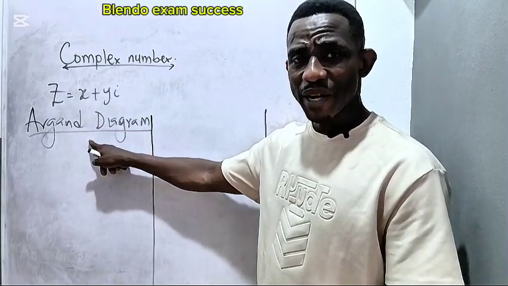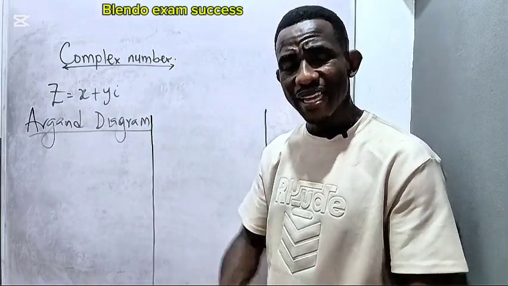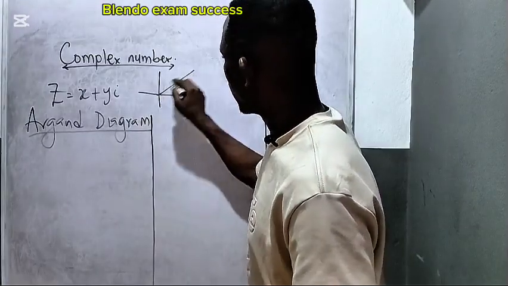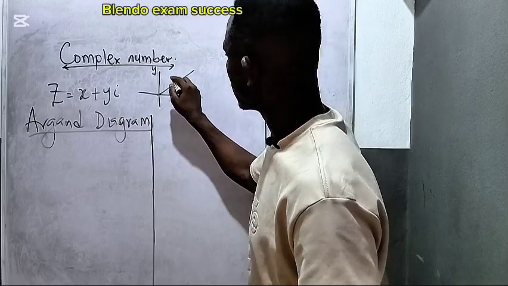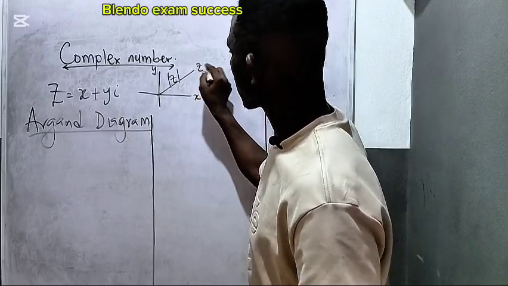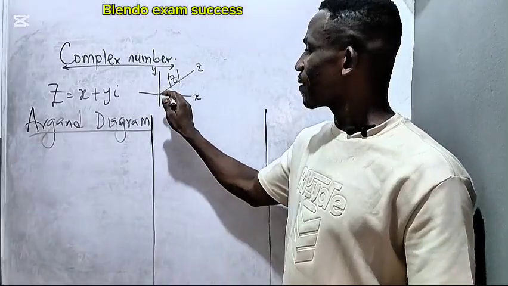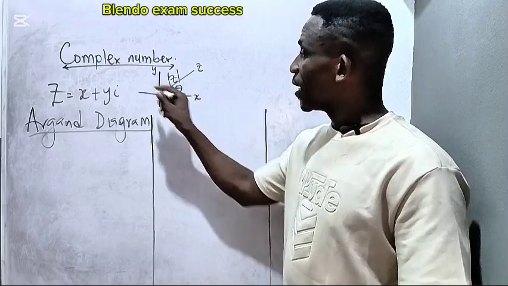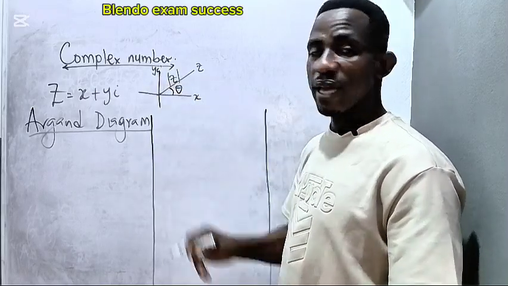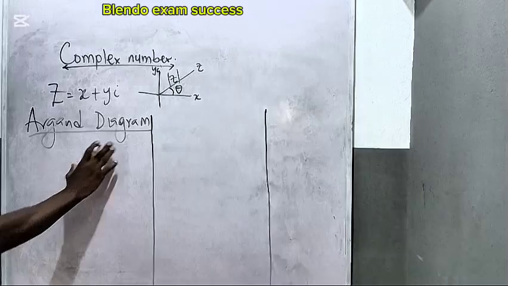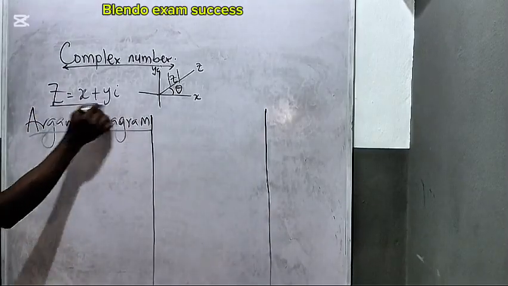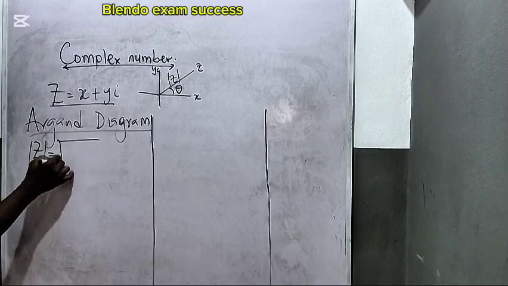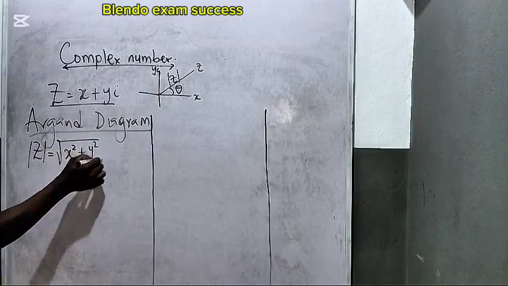When we talk about the Argand diagram, it is a diagram that shows the argument and modulus of a complex number, something like this. This is the Argand diagram. This is y, this is x, this is the modulus, and this is a complex number. This place is the argument. This is the modulus. Here we have positive y and positive x. So in the Argand diagram, this is the complex number. The modulus of this complex number is the square root of x squared plus y squared.